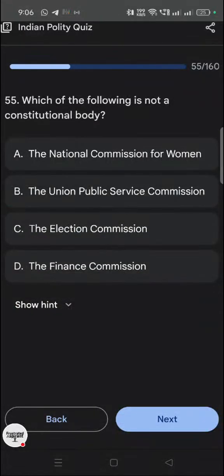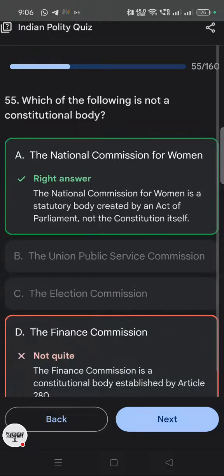Which of the following is not a constitutional body? NCW, UPSC, Election Commission, Finance Commission. The National Commission for Women is a statutory body created by an Act of Parliament. UPSC and the Election Commission are constitutional bodies, and the Finance Commission is a constitutional body established by Article 280.